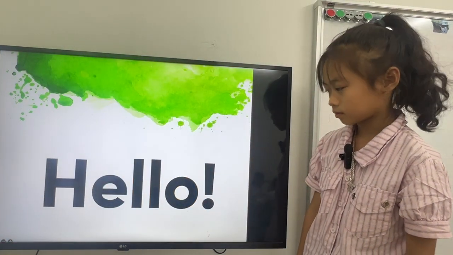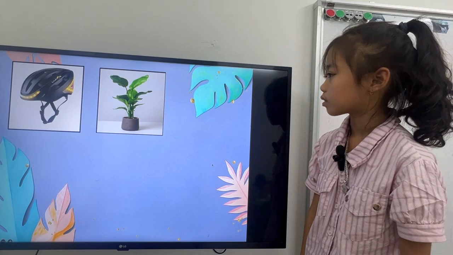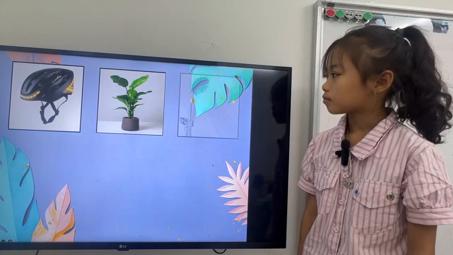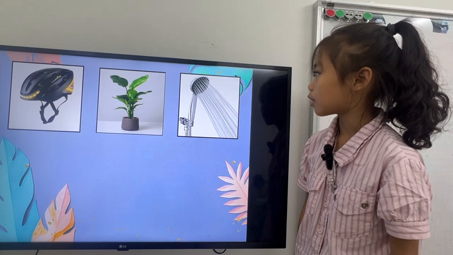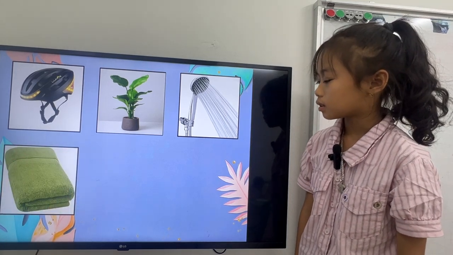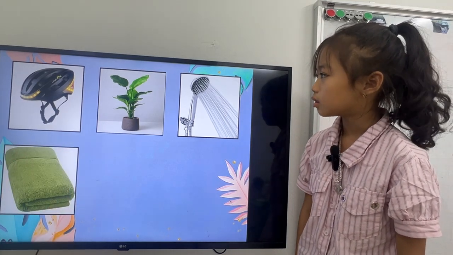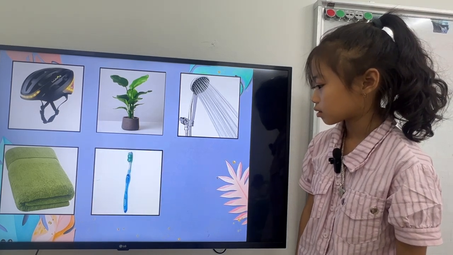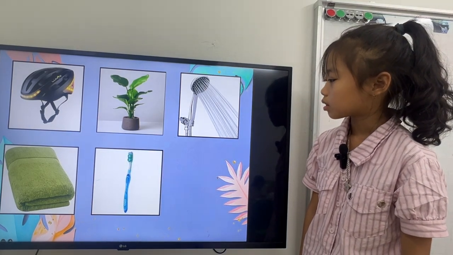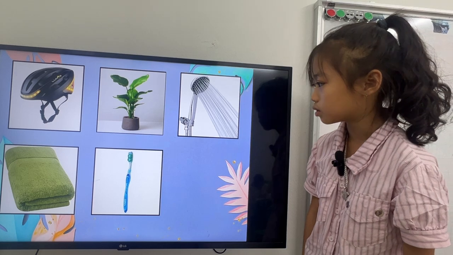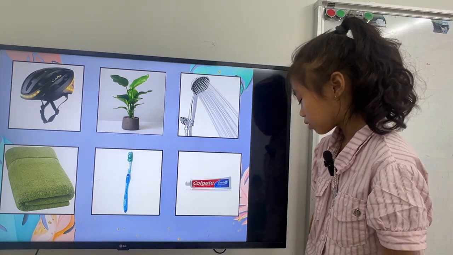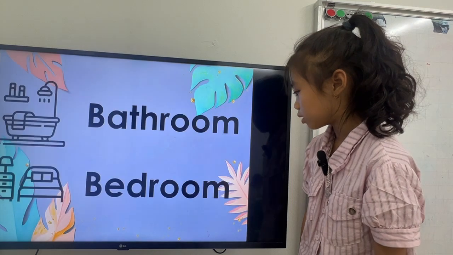Next one. This is a shower. This is a towel. This is a toothbrush. This is a toothpaste.